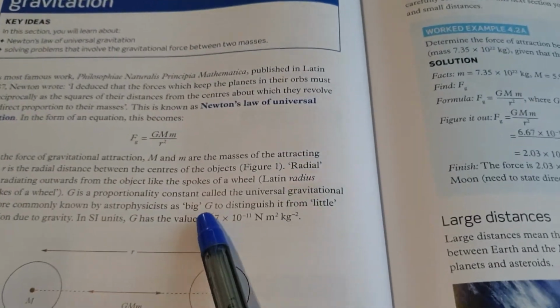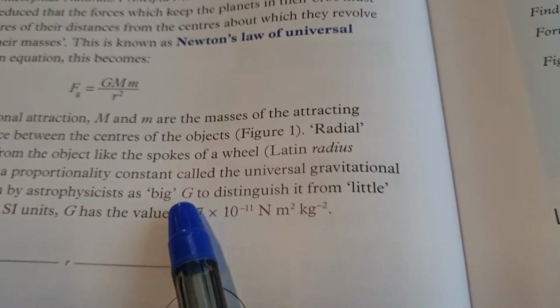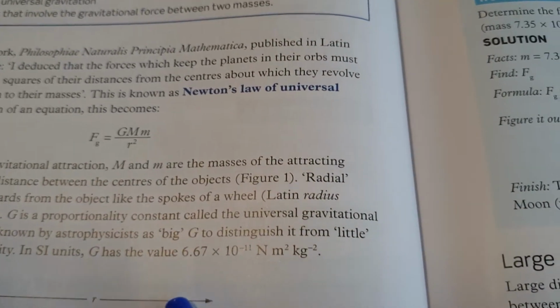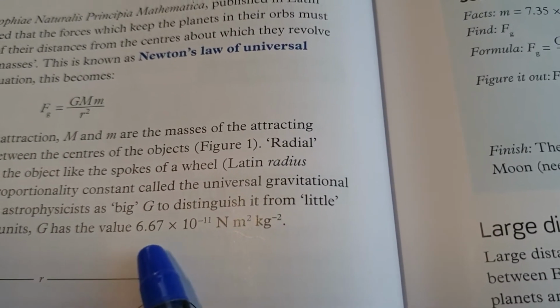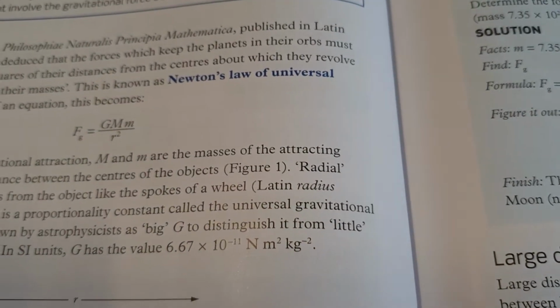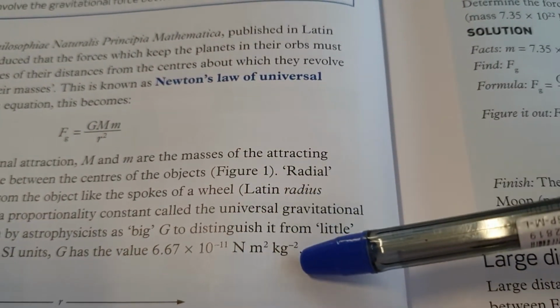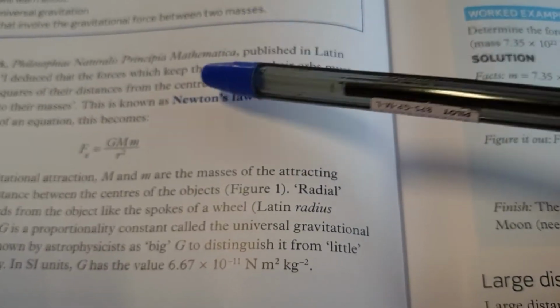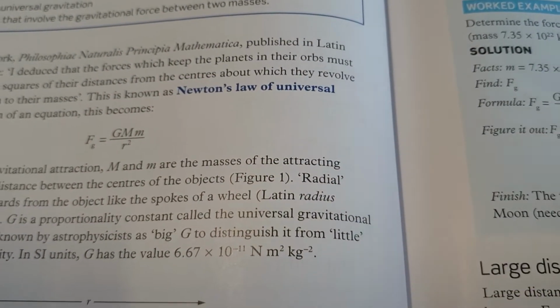All right, so the big G, capital G, is the gravitational constant. There's its value there, 6.67 by 10 to the negative 11 newton metres squared per kilogram squared. So we need to be working in metres and kilograms.